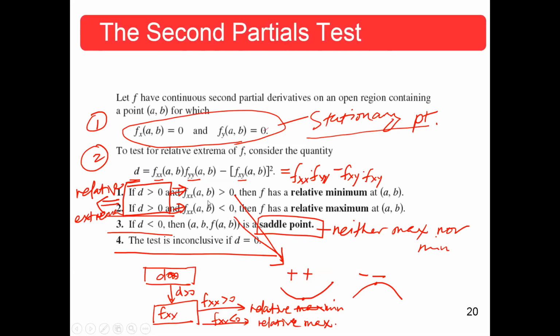with respect to x. If it's greater than 0, then you can refer to this graph, right? Second derivative being positive, it's a local min. Second derivative being negative, it's a local max, which is relative min or relative max. If the D is actually less than 0, then the point would be a saddle point, which means it doesn't give you local max or local min. If D happens to be 0, then the test doesn't give you any information, inconclusive.